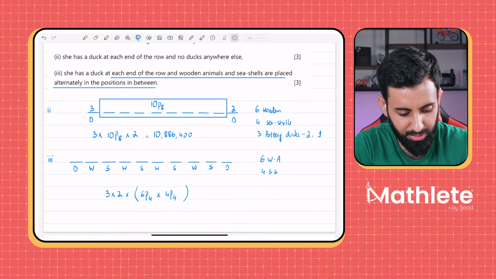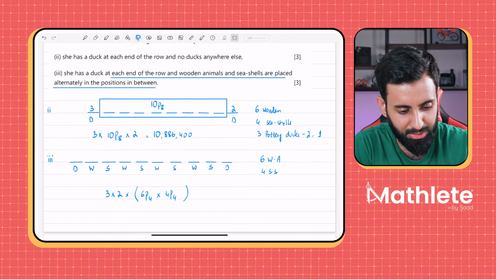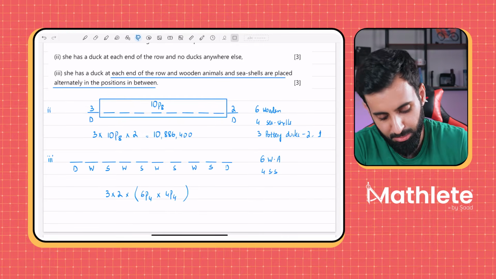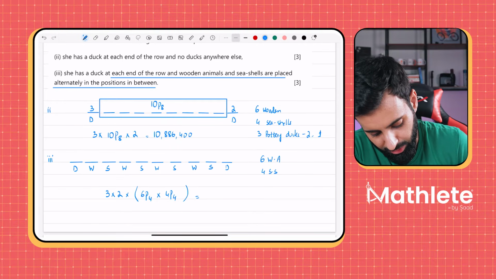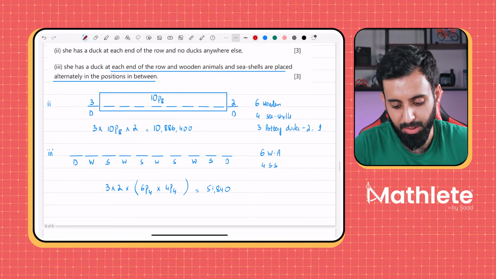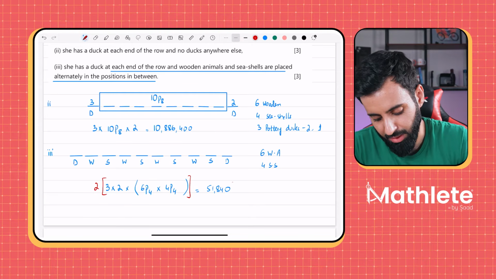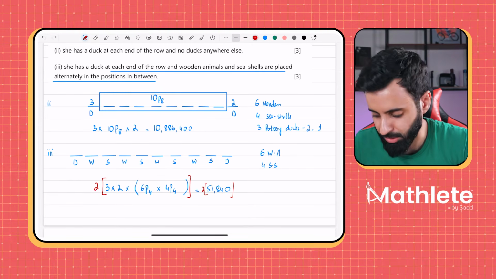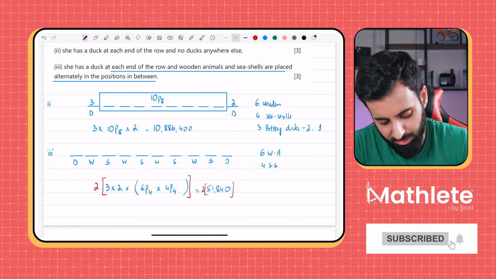But there is a problem. Not a problem, actually. This is not the final answer. Why is that? Let's see. So if I multiply, what do we get? We get 51,840. But what if I told you that you have to multiply your final answer by 2 to get the final answer, which is going to be, let's see, answer multiplied by 2, 103,680.